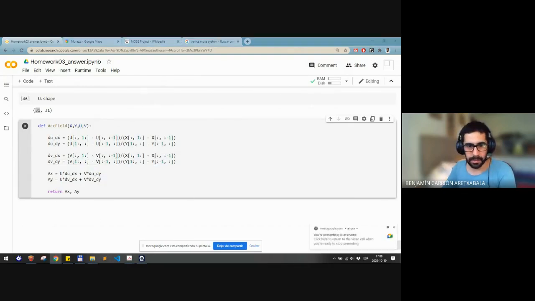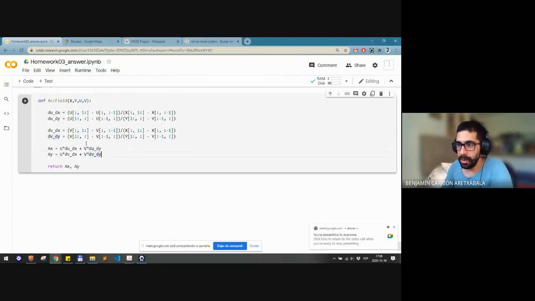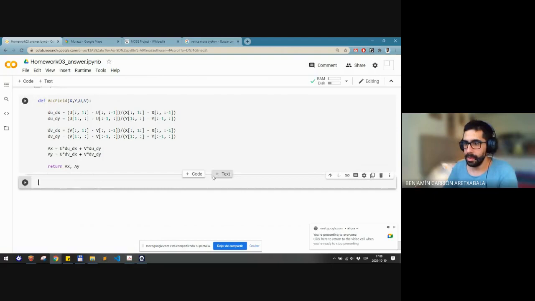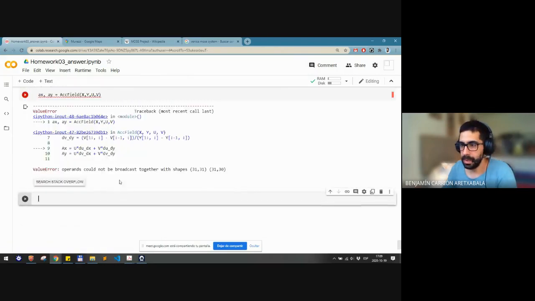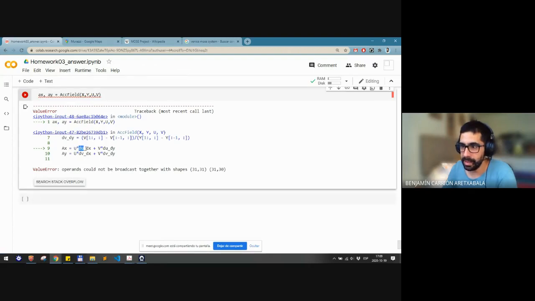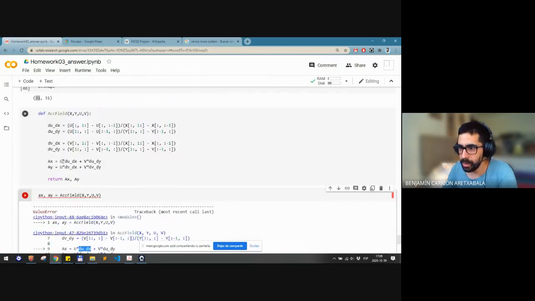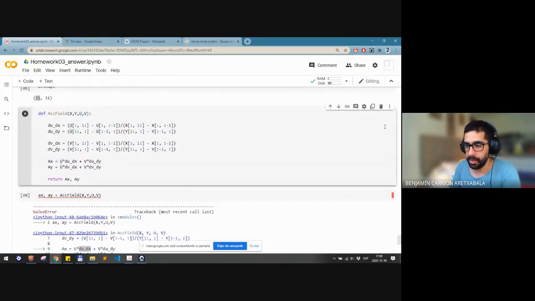What I did is a bit different, but it's the same, so it shouldn't matter. But you need to realize the following: that this matrix is going to have a different unit than u. So if you try to compute this thing, just call it ax, ay, and we're going to use the previous velocities, there is an error here because u and these guys have different units. So we need to select u only in the values that we really want.